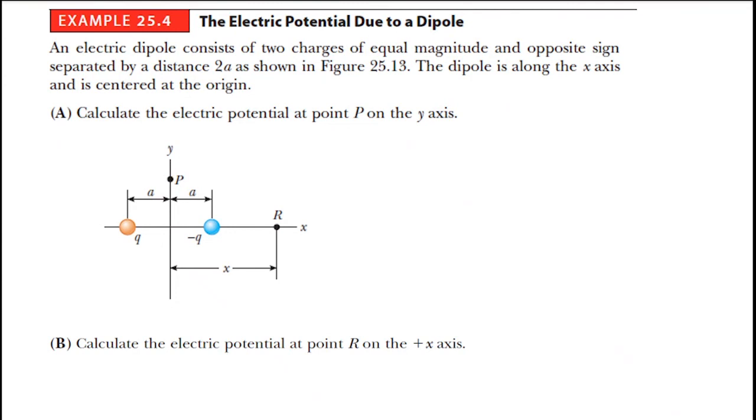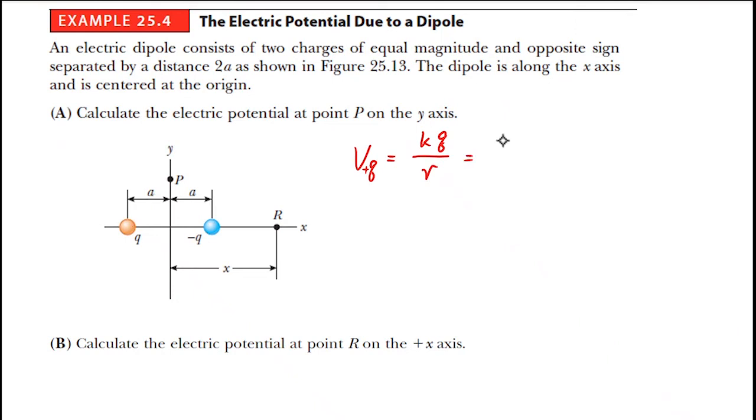So, which one? I guess we'll do A first, okay? So here's A. So potential due to positive Q, okay? This is KQ over A now, right? Your distance. And then your potential due to negative Q. Oh, I screwed up. The distance is not A. It's this distance, right? I'll just write R.